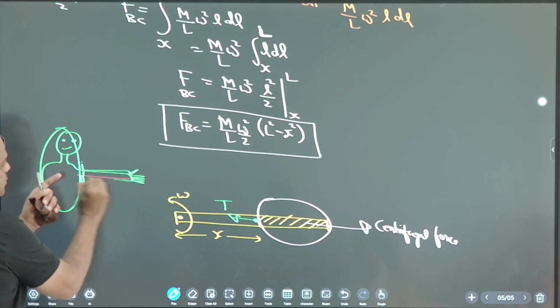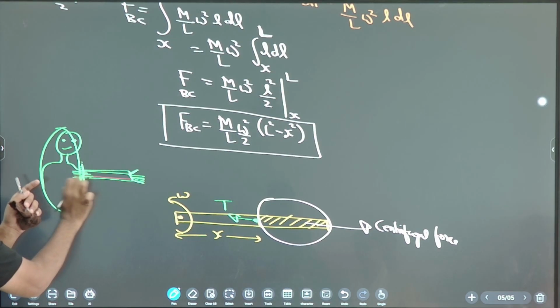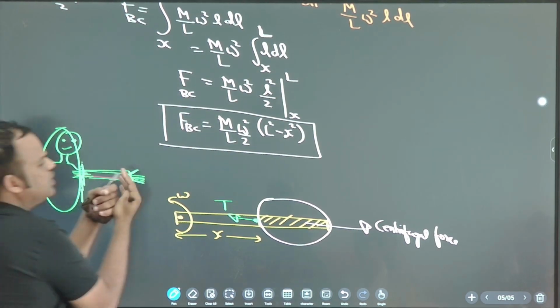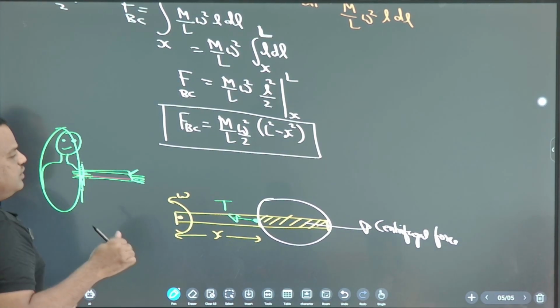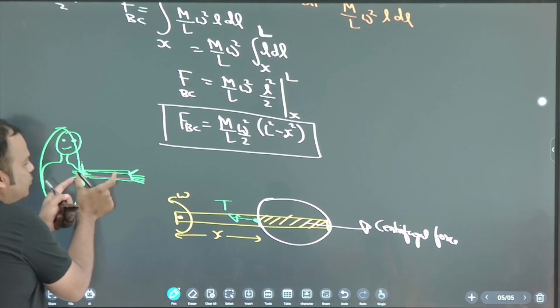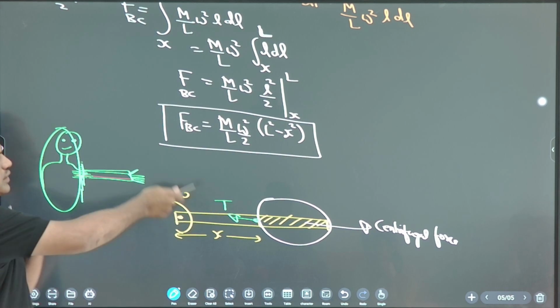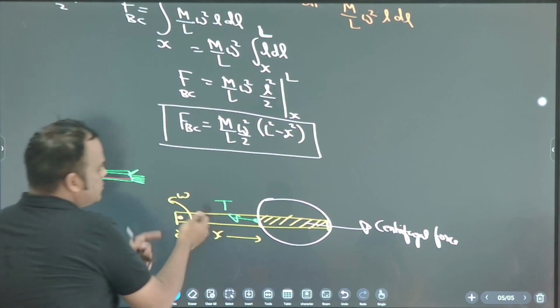The whole body is holding the hand. The tissues are there. Muscles. They are holding each other. Holding each other means pulling or pushing? Pulling. They are holding each other. Okay. So the hand wants to go away. When you are rotating like this, the hand wants to go away, but your body is holding it.